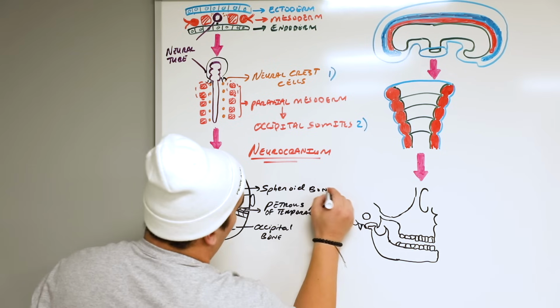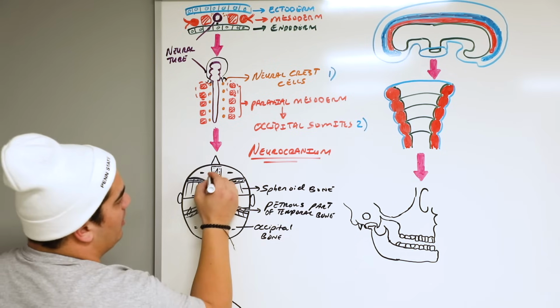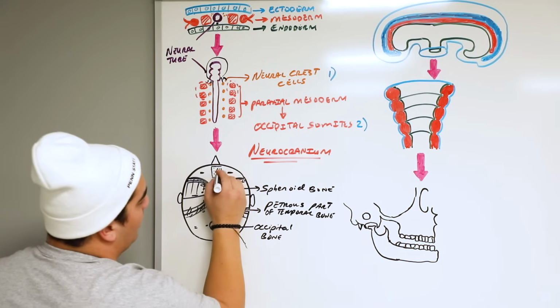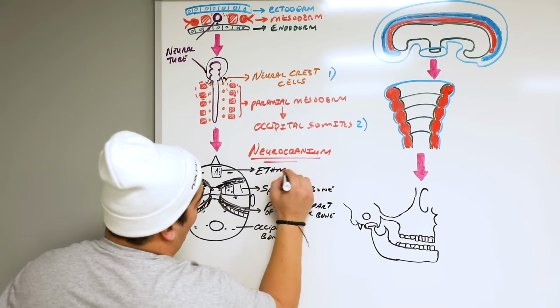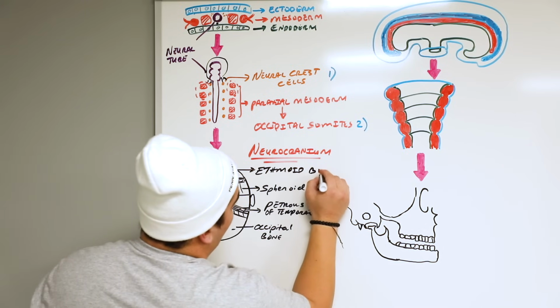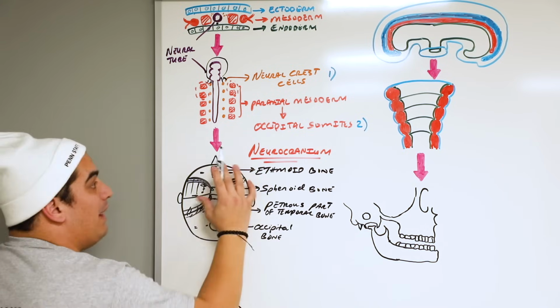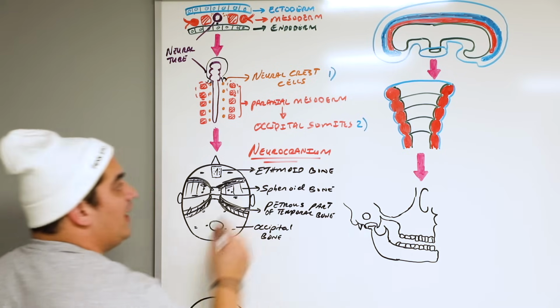And then last but not least, you have this bone here right in the front, this little thing coming up called the crista galli. But this whole bone here is called your ethmoid bone. These bones are what make up the base of the skull and are a part of the neurocranium.